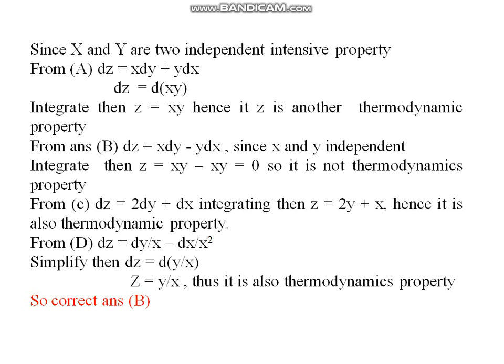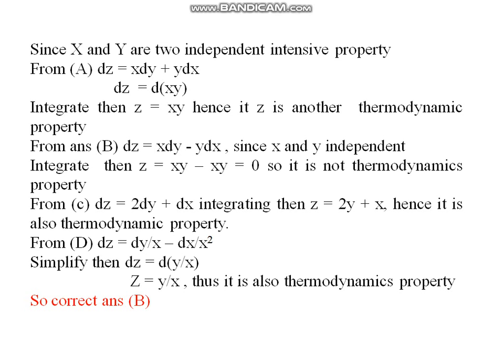In solution A, dz equal to x dy plus y dx. So integrating this differential equation, then z equal to xy, since the product of two independent intensive properties is also a thermodynamic property. So z is another thermodynamic property.